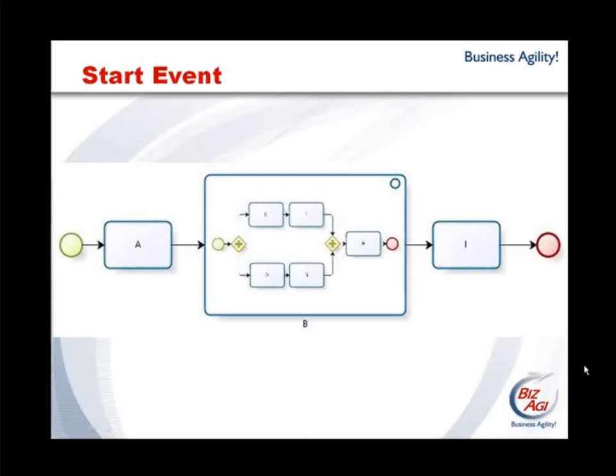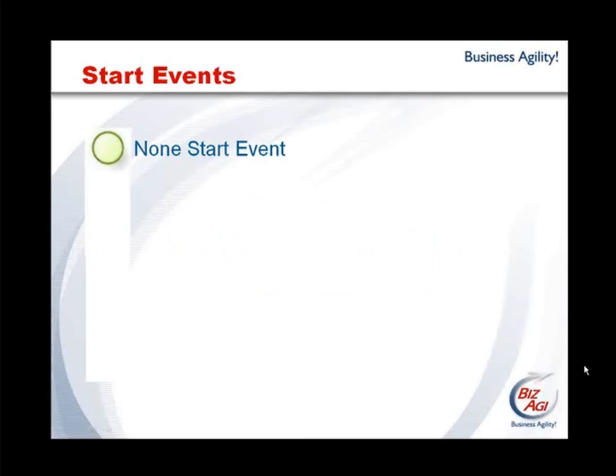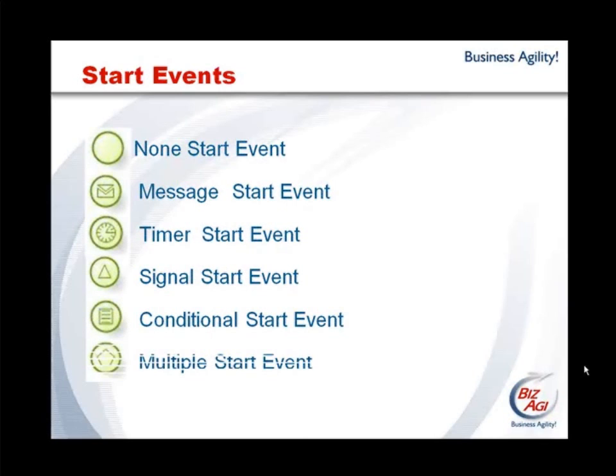There are various ways to initiate a process. For this, BPMN defines some subtypes depending on the way the process is initiated. Start events have triggers that define the cause of the event. This means there are multiple ways that these events can be triggered. Within the subtypes, there are 6 ways to initiate a process: none, message, timer, signal, conditional, and multiple.